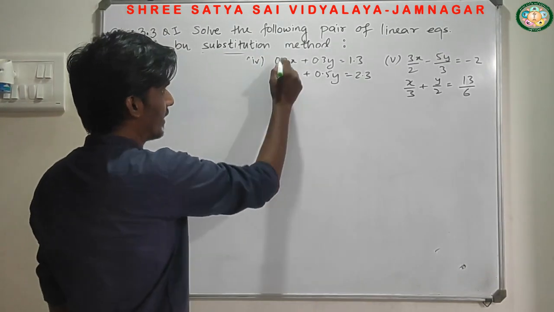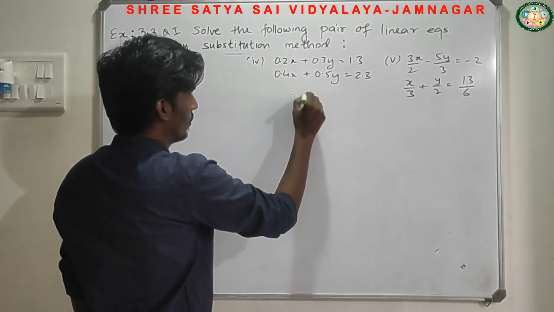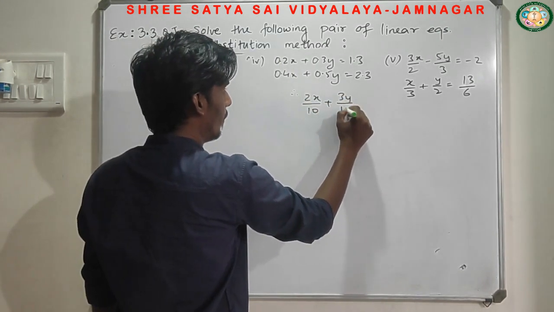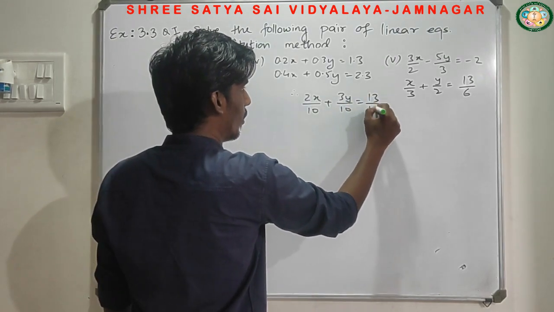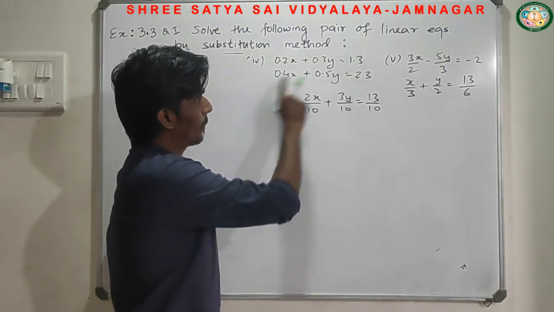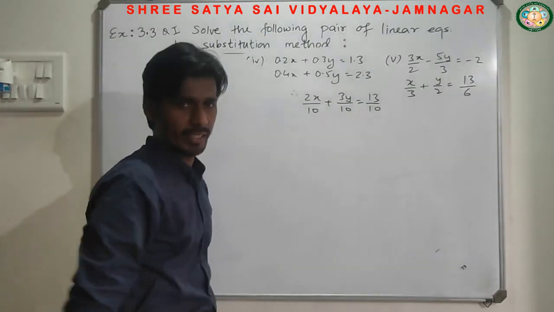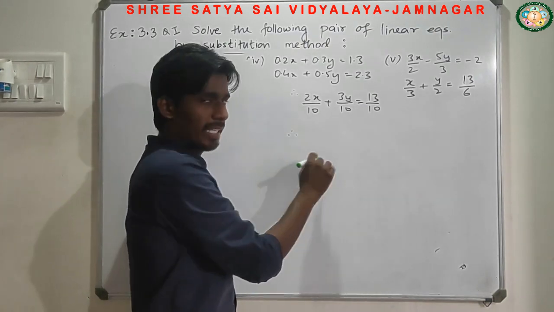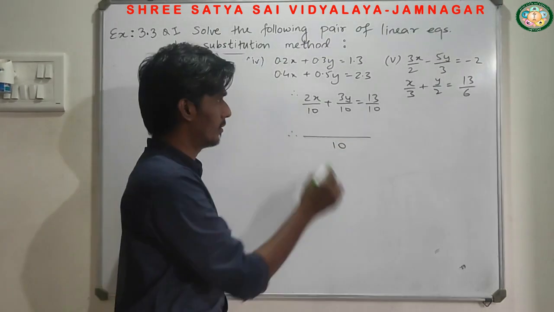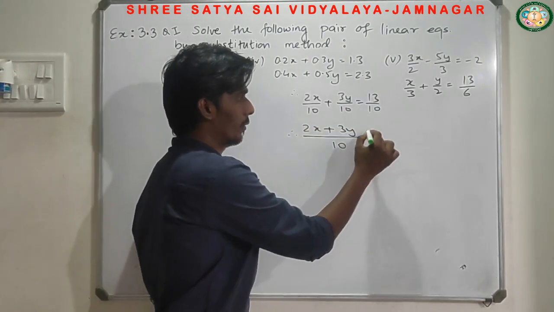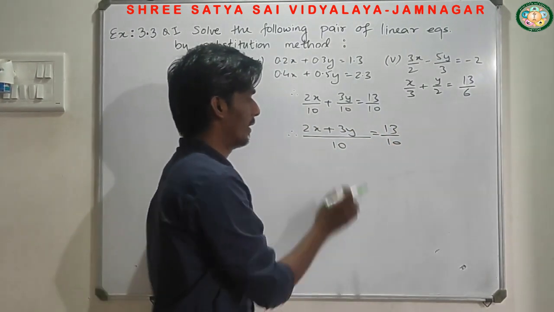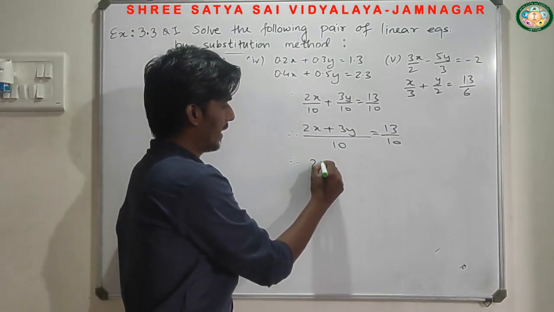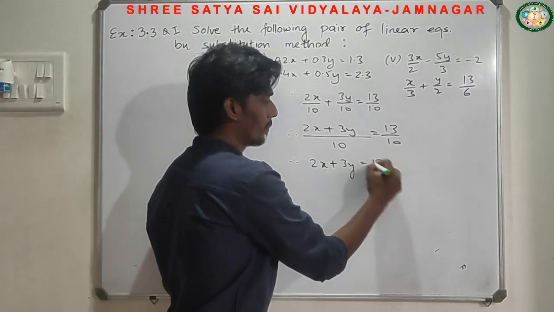First of all, here it is a decimal, so I can write 2x upon 10, 3y upon 10 and 13 upon 10. We removed all the decimals, so all these 10s will go away. So we can remove all this 10. How can we remove it? I am just telling, you don't need to write. Because I take LCM 10, so 2x plus 3y will come on top and this is 13 upon 10. And if I take this 10 over this side, it will multiply and cancel this 10. So we can write directly 2x plus 3y equals 13.